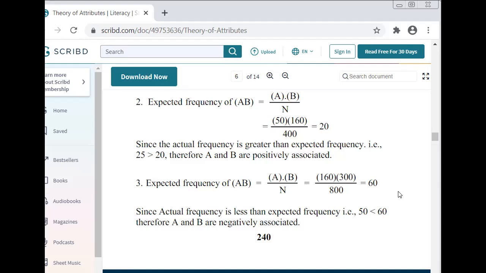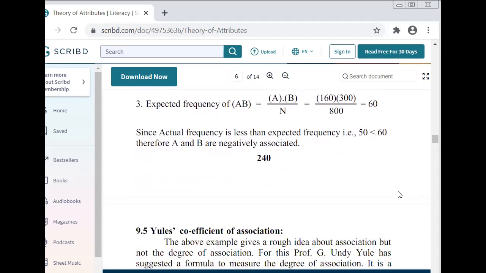Then coming to the third bit. What is the third bit? The expected frequency of AB equals frequency of A into frequency of B by N. That is the same formula. For the third bit, frequency of A is given as 160, into frequency of B equal to 300, by N equal to 800.